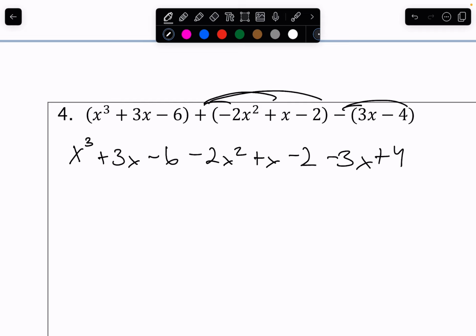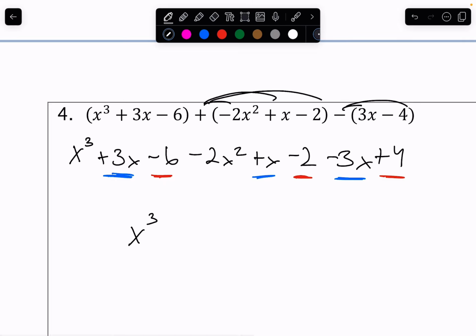All right, and then we got to go ahead and identify our like terms. So the cubed guy doesn't have any buddies. Neither does the squared guy, I guess. So we do have some linear terms here, which is guys with power of 1. Those can all go together. And then we have our constants that we can combine. Now this one, it's only one variable. They're all x's. So I would write it in standard form.